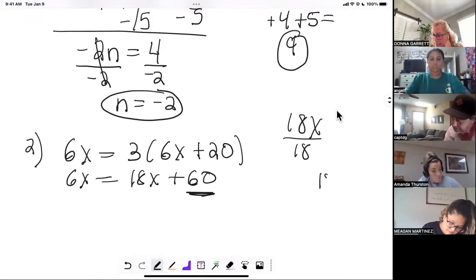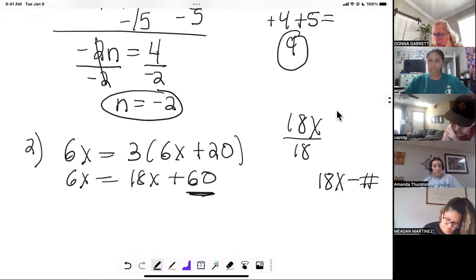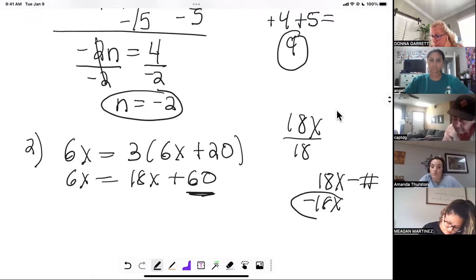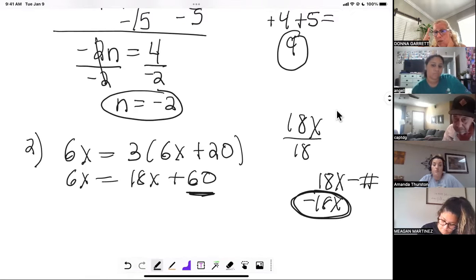But if I have 18x plus or minus a number, if it's positive, I'm going to subtract it. If it's negative, I'm going to add it. See how I'm keeping them together as one unit? I'm not separating them. That's adding, subtracting. If I need to separate it, if I need to move the 18 away from the x, I'm dividing.